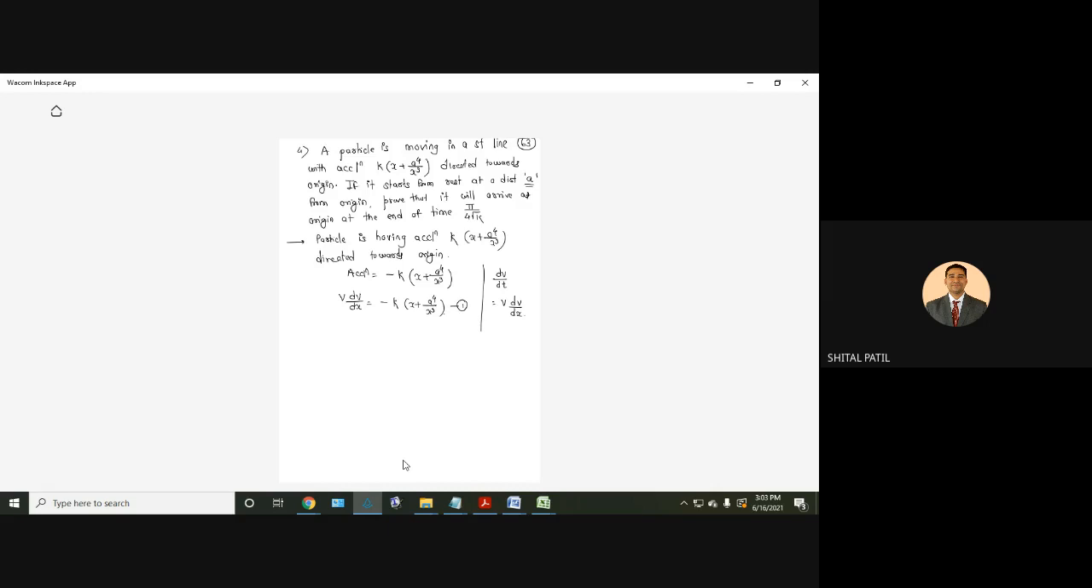Right, now solve the integral. We can convert it into variable separable form. We can add a constant.